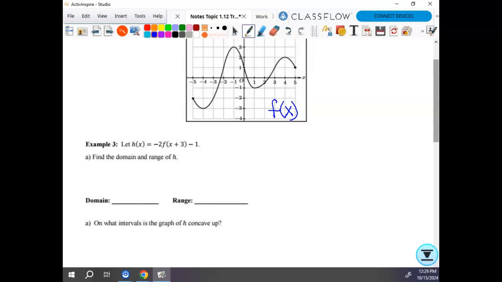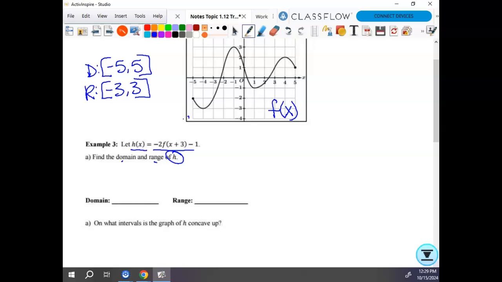Example 3 says h of x is equal to this expression, and I want to find the domain and range of h. Is it asking me for the domain and range of the graph? No, because that is f. Now, do I need this to find this? Yes. So we'll write it down. It's the same as the one on the front. -5 to 5, and the range, -3 to 3.